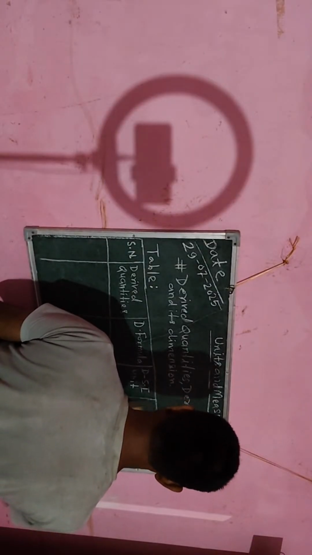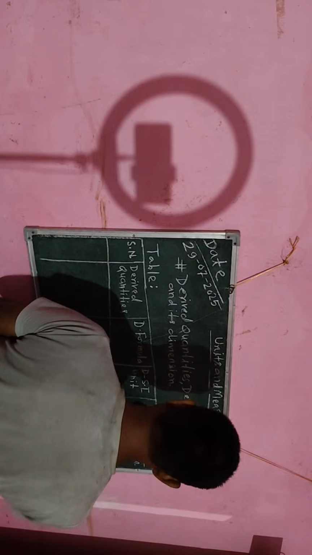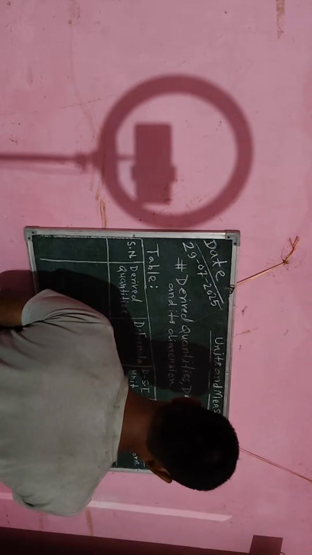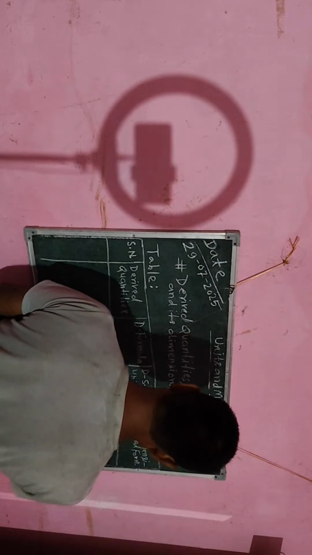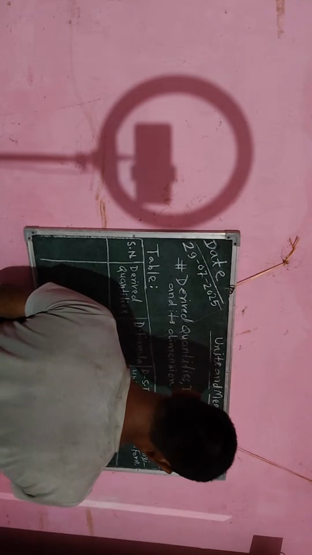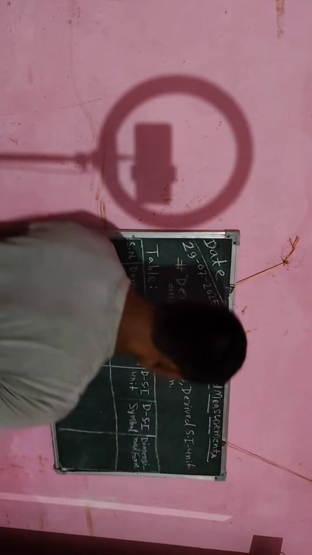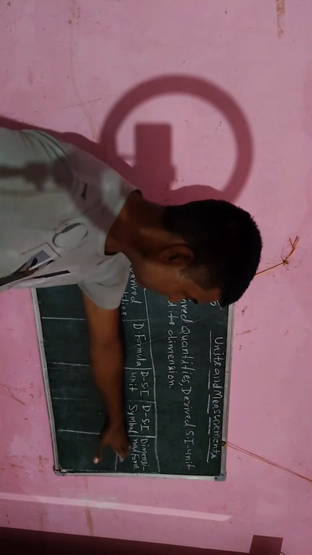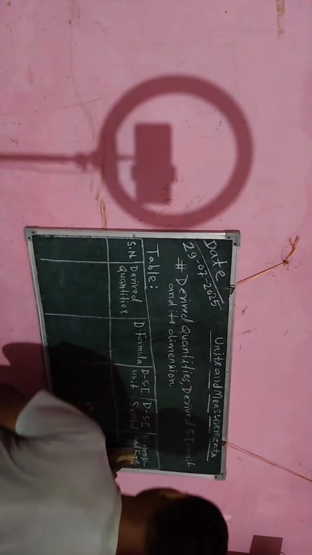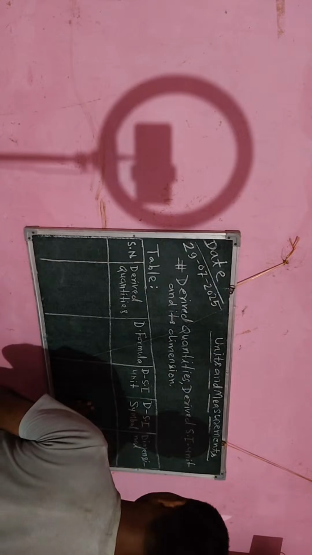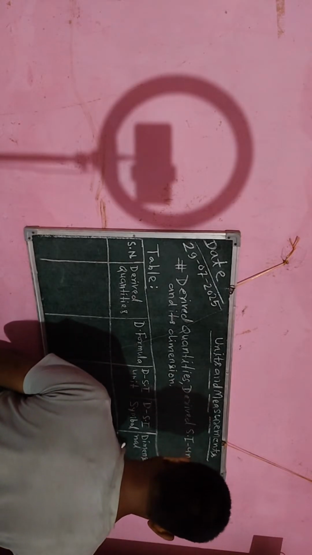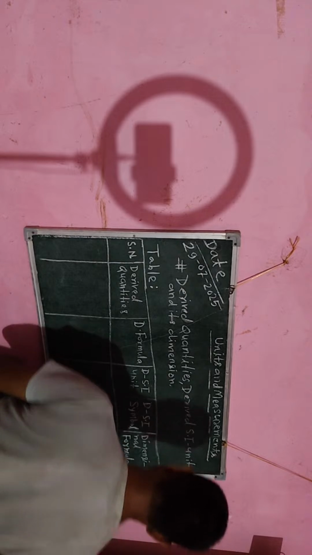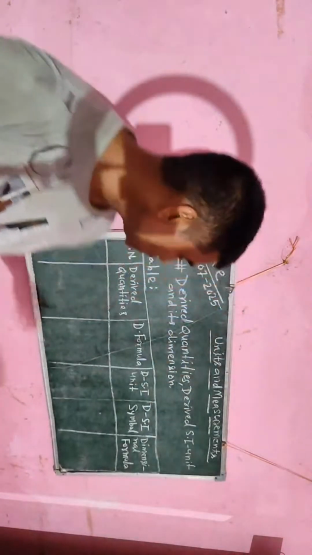Here I can write, because there is space, derived SI symbol. This is derived SI unit and derived SI symbol, and then the dimensional formula. So here I am also going to write that, the dimensional formula. Okay, so each and every student has to prepare this table.